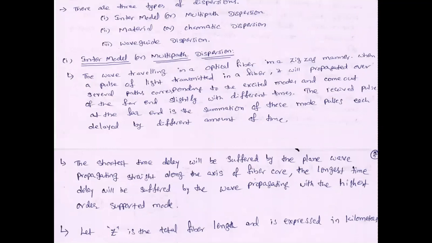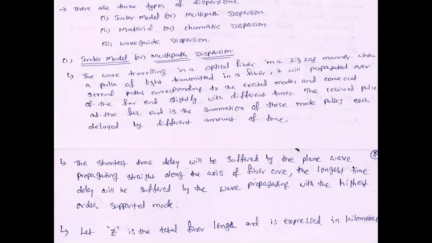There are three types of dispersions. First one is intermodal or multipath dispersion. Second one is material or chromatic dispersion. The third one is waveguide dispersion. Three types of dispersions are available. The first one is intermodal or multipath dispersion.